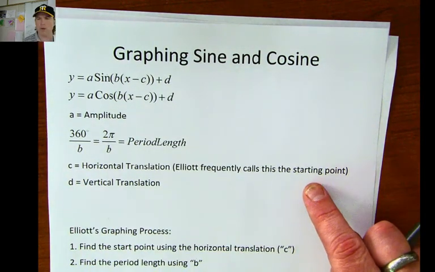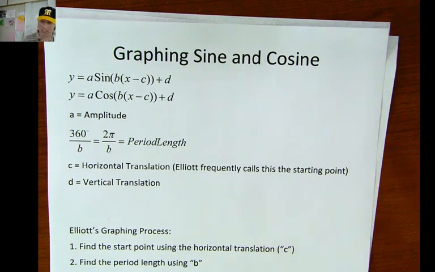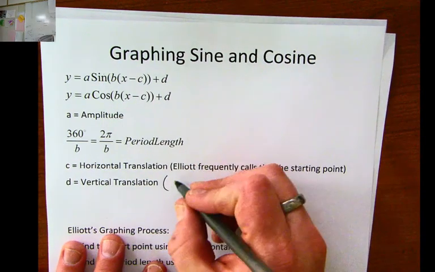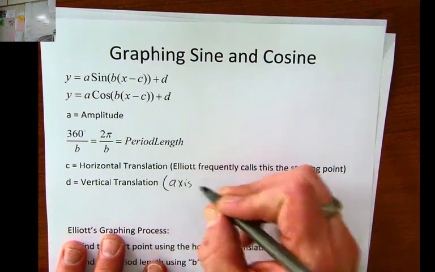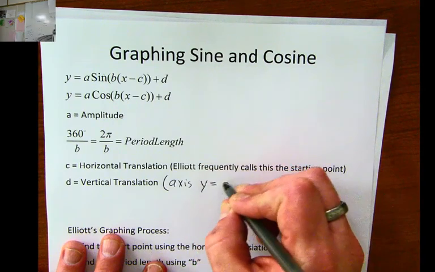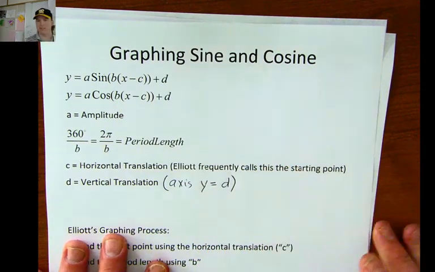I frequently won't call it the horizontal translation, I'll call it the starting point, because normally a period starts at 0, but if it translates over pi over 3, the starting point is now pi over 3, not 0. And then also the D, the vertical translation. This is where the axis goes. The axis is always y equals whatever the D is.